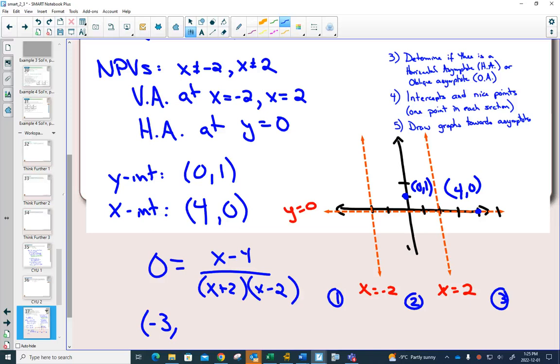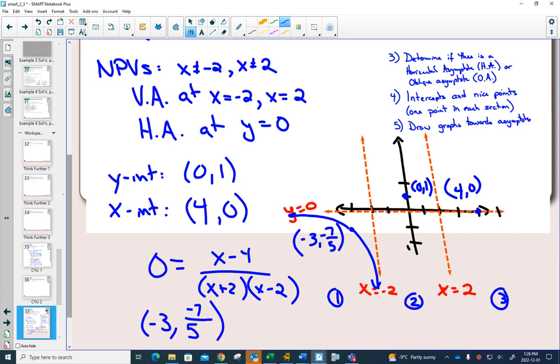Can you see that your numerator would be negative 7 when you plug in negative 3, and your denominator would be negative 1 times negative 5, positive 5. So we get (-3, -7/5). We're going to estimate where that is. (-3, -7/5). And once I have that point in that section, I will now know that it has to look like this, going towards the asymptotes.